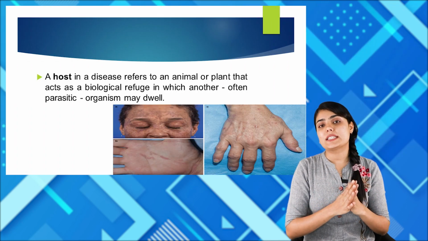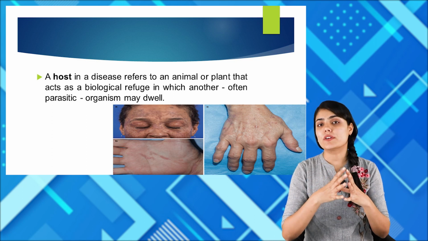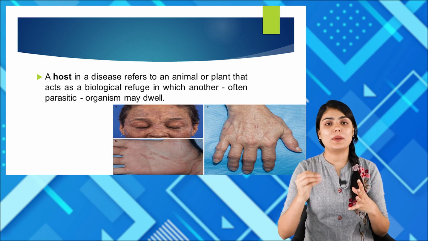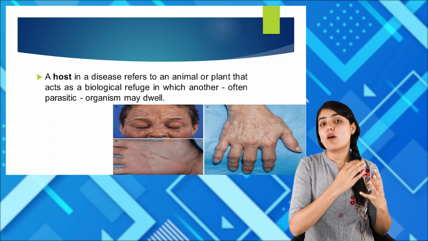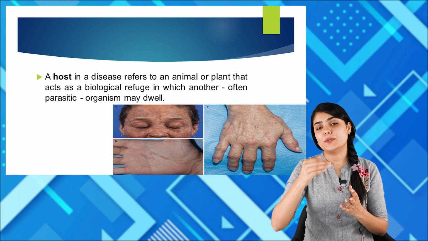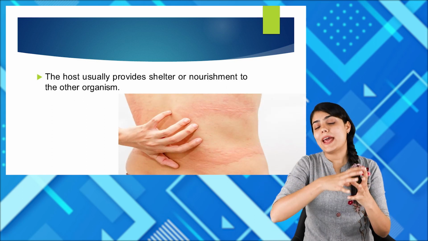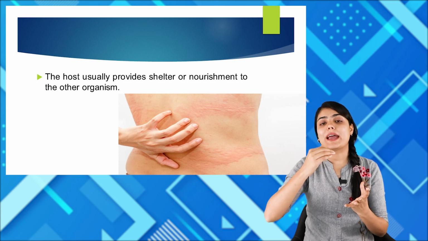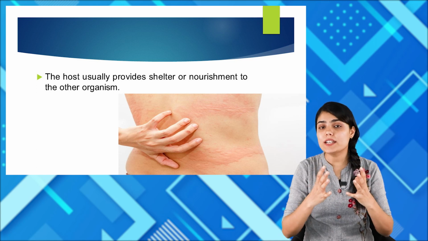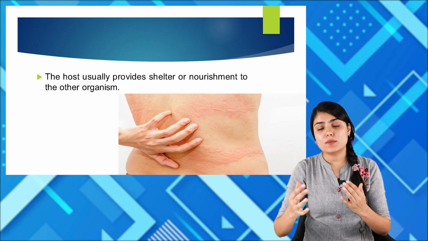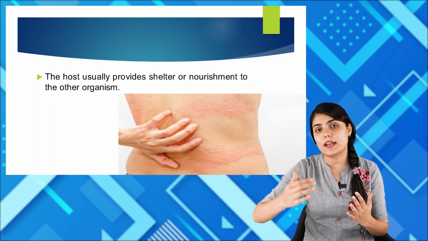Now, let us try to understand what is a host in a disease. A host in a disease refers to an animal or a plant that acts as a biological refuge in which another, often parasitic organism dwells. So this definition says that a host is either a plant or an animal that acts as a biological refuge. It acts as a biological shelter for another organism, which is usually parasitic, and that organism starts to live in that particular host.